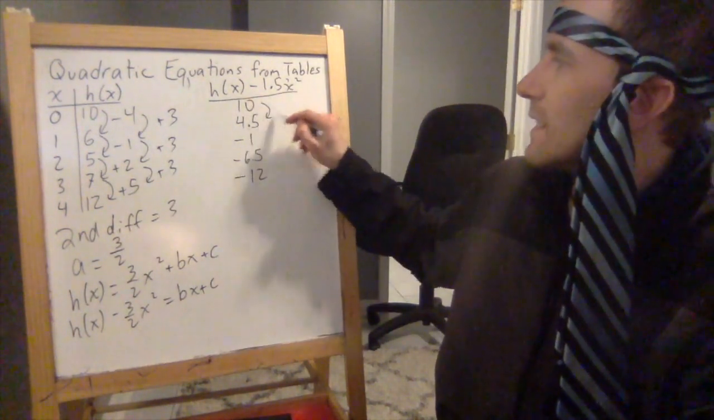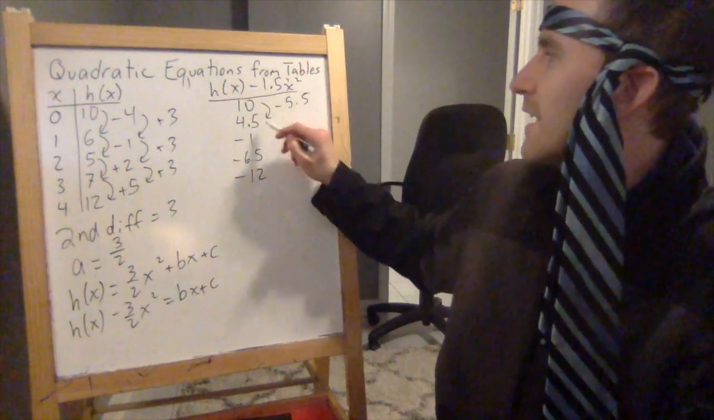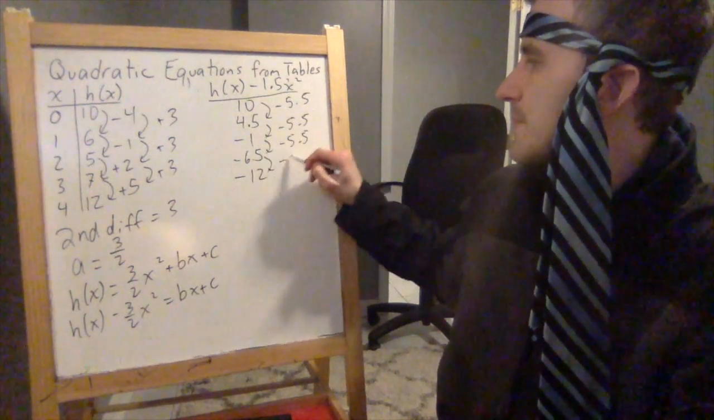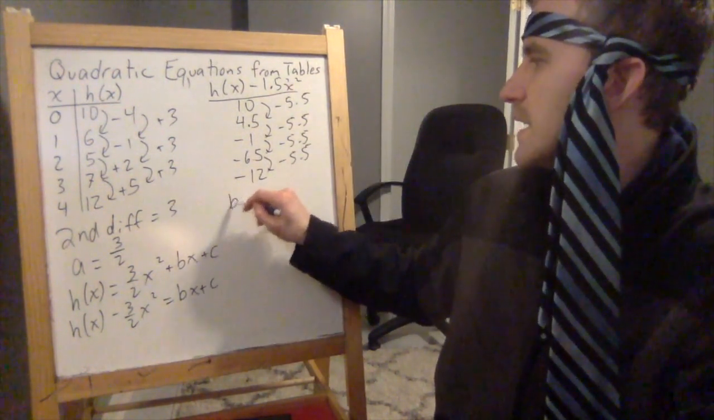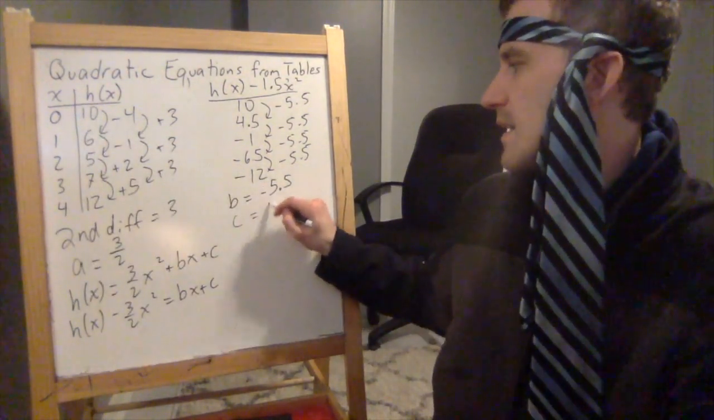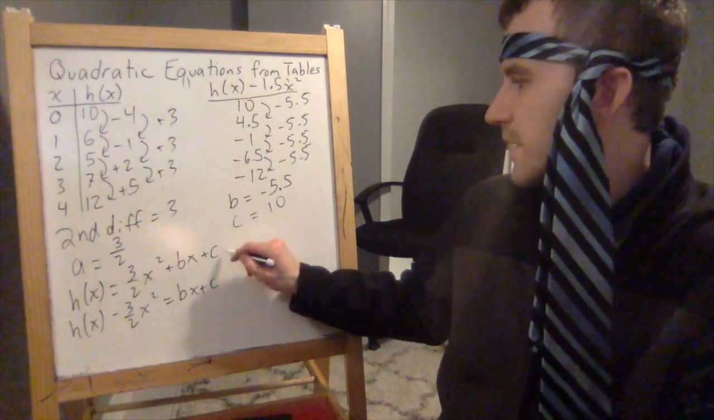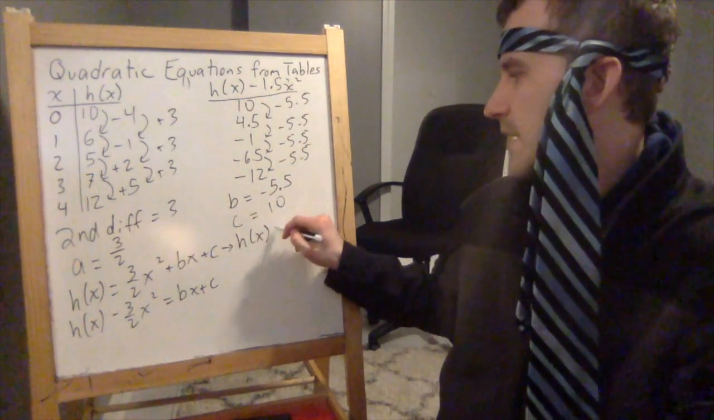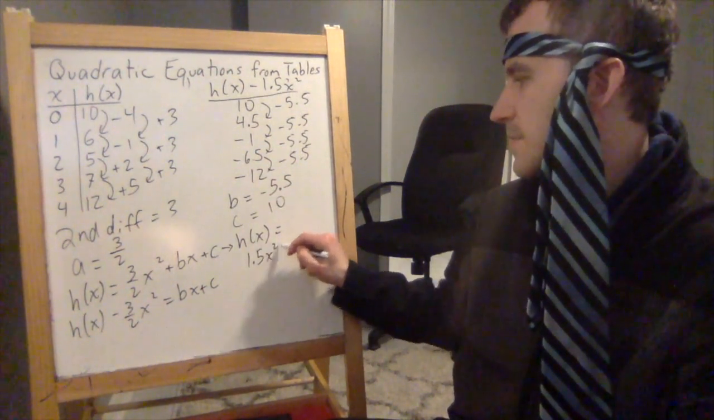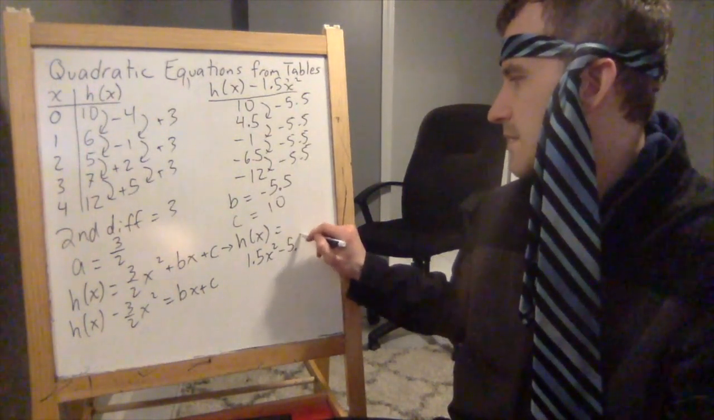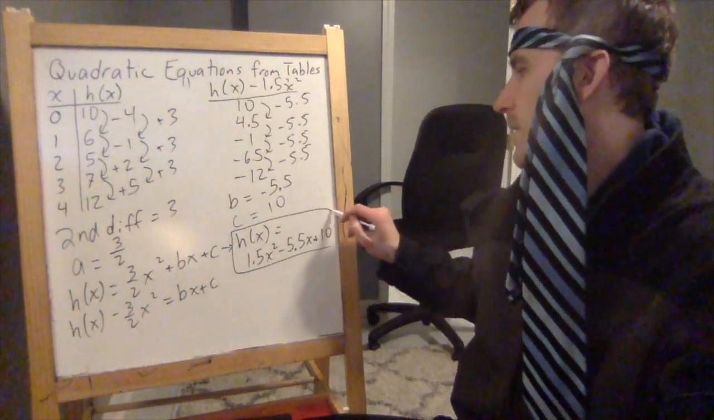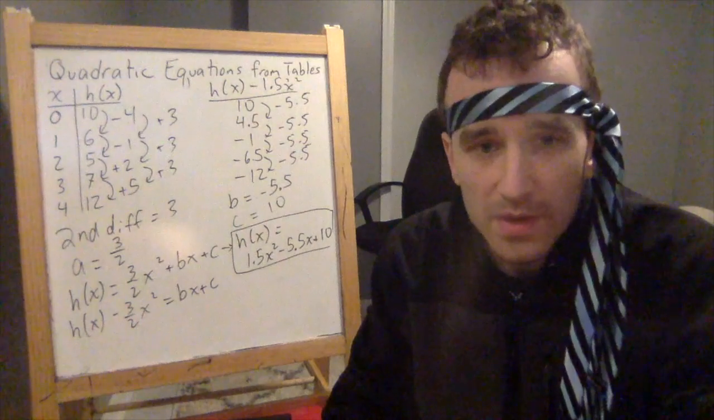Looking at that, this is indeed a linear pattern. We're subtracting 5.5 each time we take a step down our table. So that tells us b is minus 5.5. And looking at our y-intercept, we can see that c is 10. So our final equation that we get here, h of x equals, I'll change 3 halves to a decimal, 1.5x squared minus 5.5x plus 10. So even though we had some fractions, we can make it work and get it done. So that's how we find quadratic equations from tables.